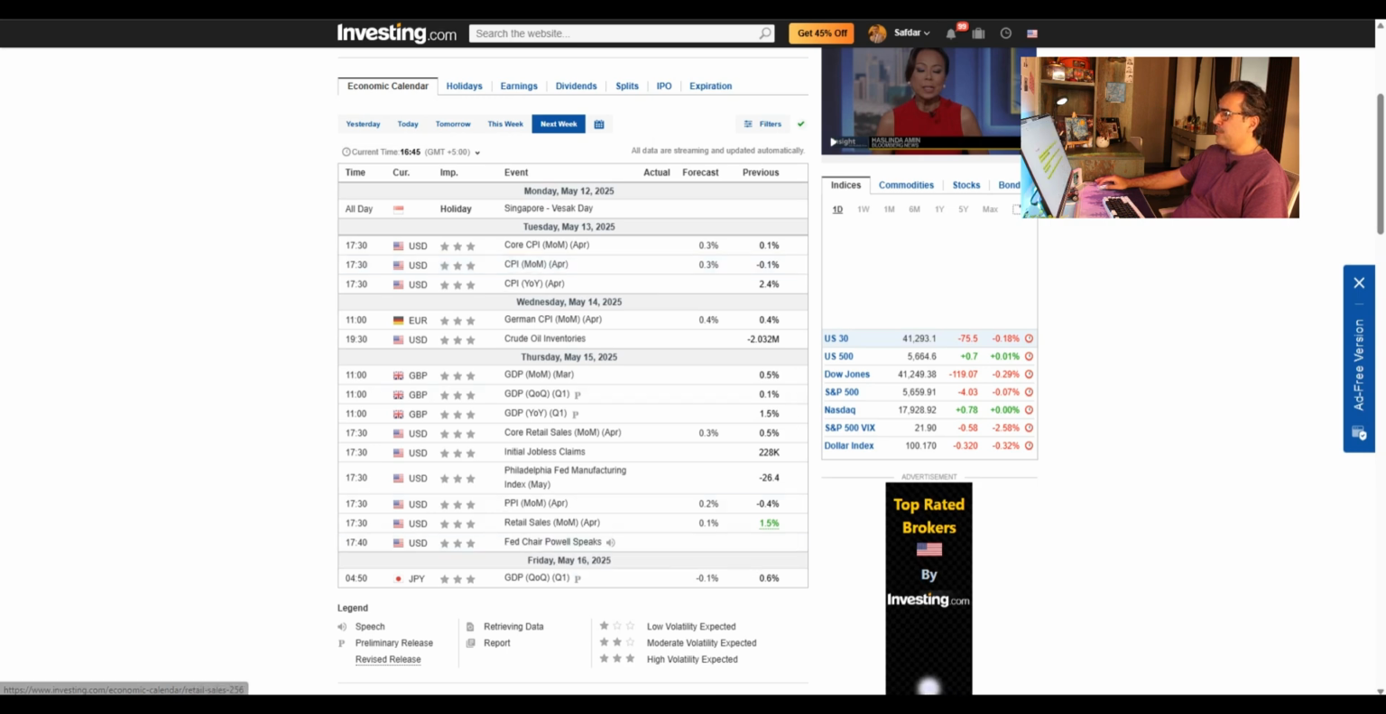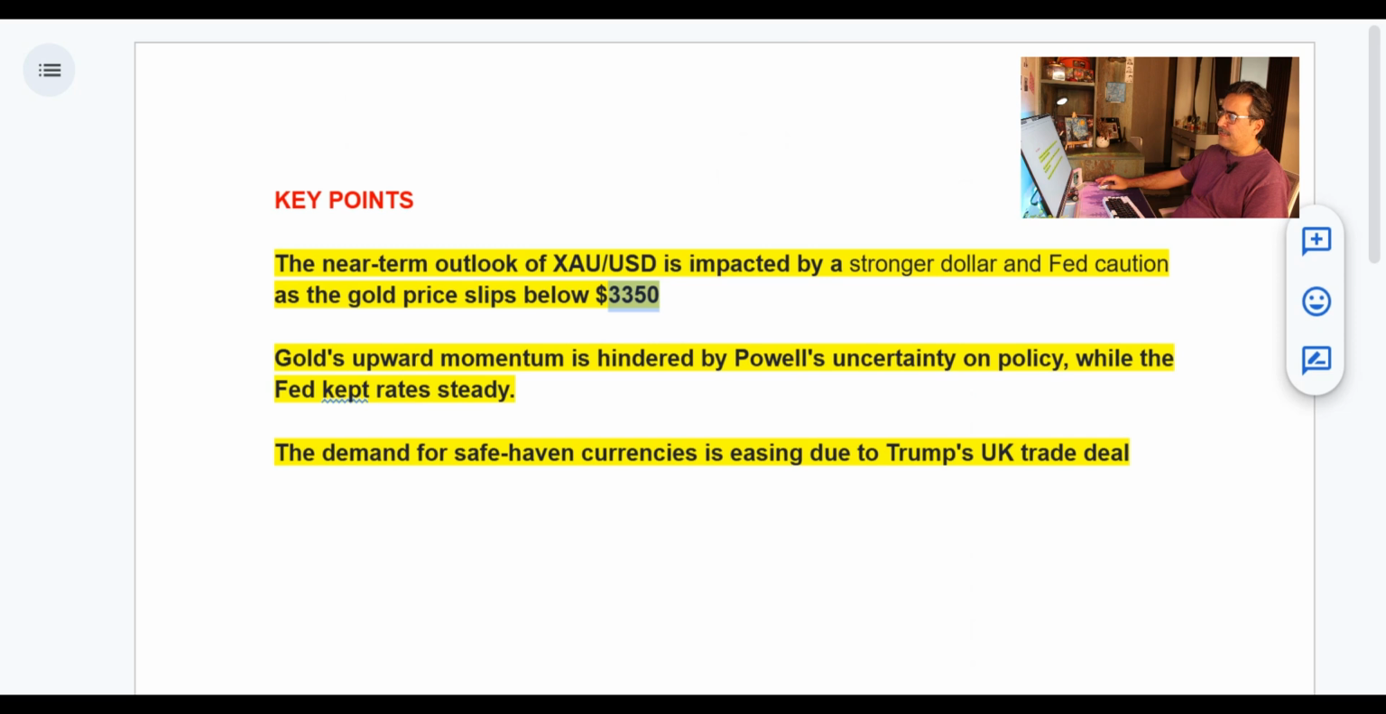The key points for the week is the near-term outlook of gold is impacted by a strong USD. You need to keep this thing in your mind that the USD is strong, and FED caution as the gold price slips below 33.50. So as long as the market is below 33.50, we are expecting a bearish move.